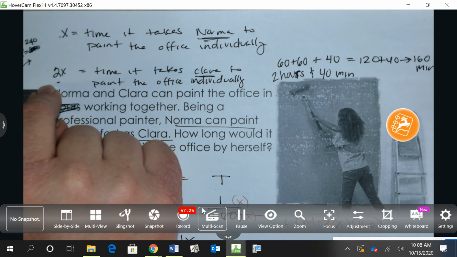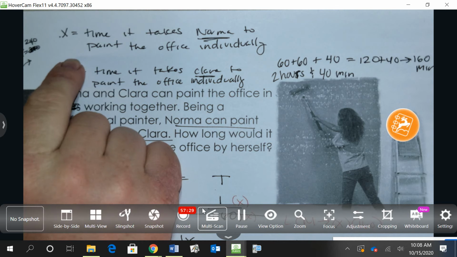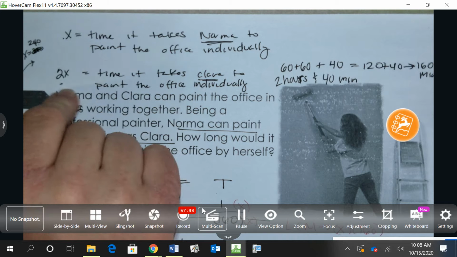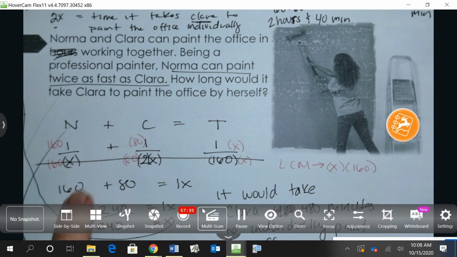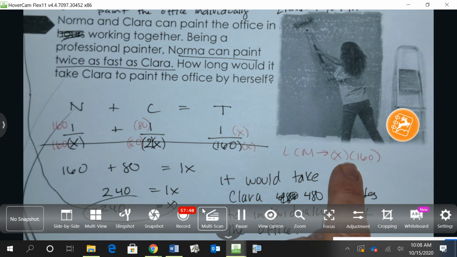One second, I'll come right back to you, okay? Unless I made a mistake, I'll come right back to you. So for instance, if it takes, let's say, 3 hours for Norma, 3 times 2 is 6. So it takes 6 hours for Clara. That's how I set these up. So there's Norma and there's Clara. Now, let's look at the LCM here. Let's see if I made a mistake here.